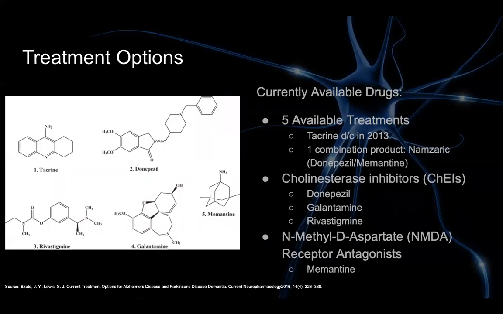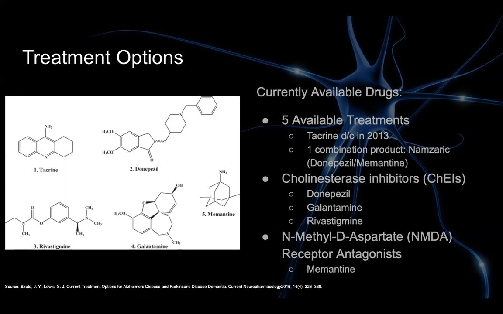So, current FDA-approved treatments are almost exclusively comprised of cholinesterase inhibitors, such as donepezil, galantamine, and rivastigmine, as well as N-methyl D-aspartate, abbreviated NMDA, receptor antagonists, such as memantine. These medications do not treat the underlying disease, but may relieve some of the symptoms and slow the progression of Alzheimer's disease. There are 5 commercially available drugs that you can go pick up at the pharmacy.